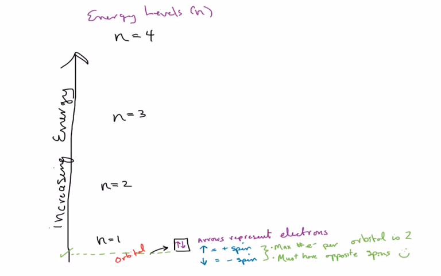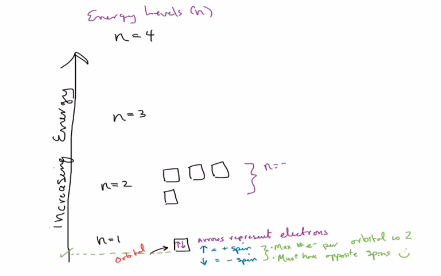n equals 1, 2, 3, and 4, and we have energy going up. Now, on Friday, I'm going to have to kind of undo what I'm going to tell you, especially here, n equals 3 and n equals 4, but that's okay. So down here we have an orbital, and I have 2 electrons.